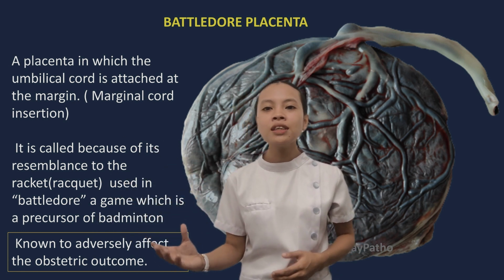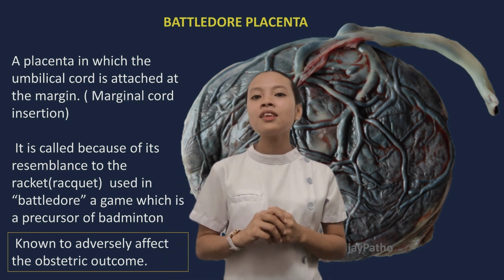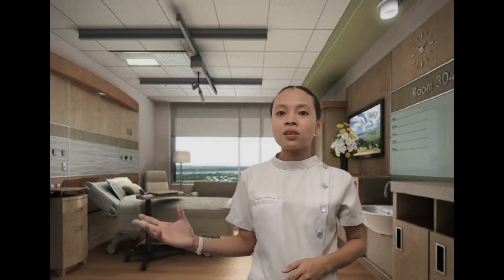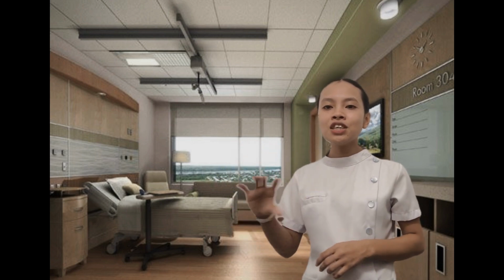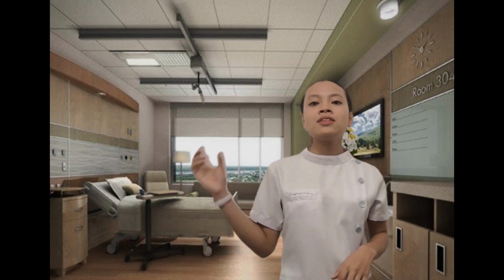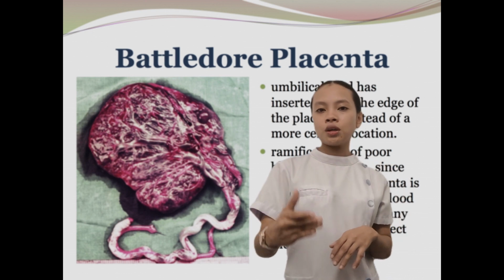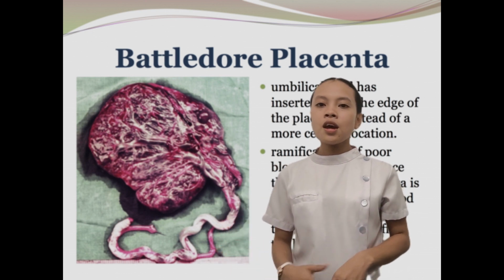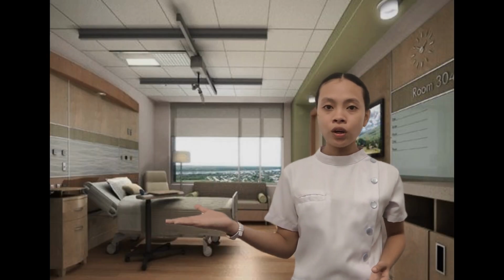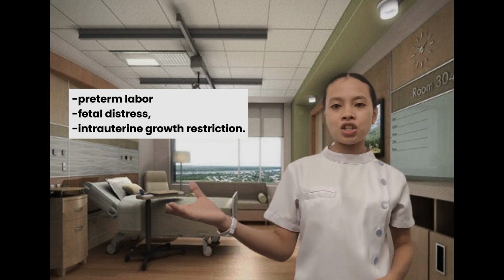It is a condition in which the umbilical cord is inserted at or near the placental margin rather than in the center. The cord can be inserted as close as 2 cm to the edge of the placenta. The incidence is 7% to 9% of singleton pregnancies and 24% to 33% in twin pregnancies. Complications associated with Battledore placenta are preterm labor, fetal distress, and also intrauterine growth restriction.